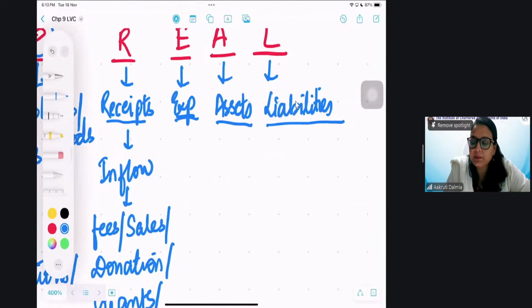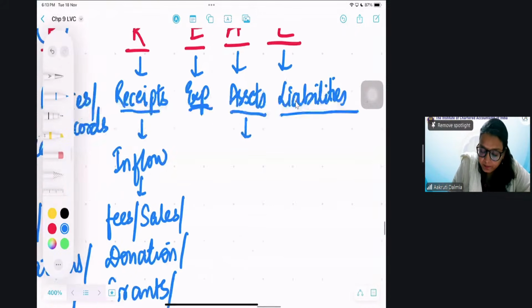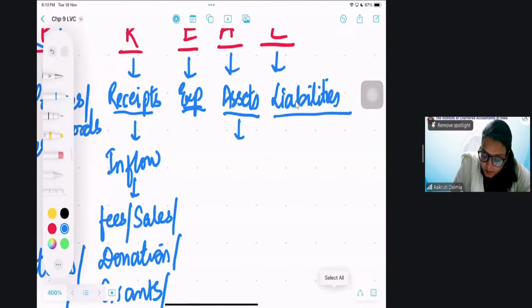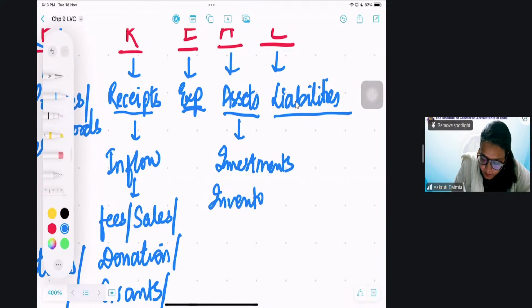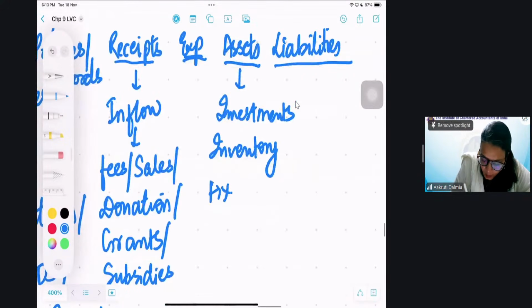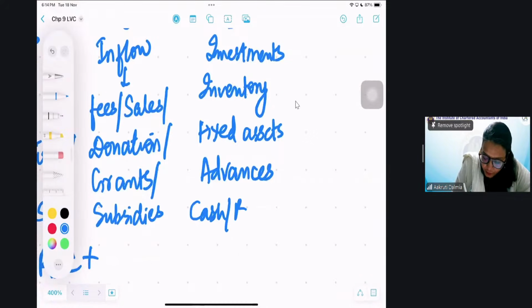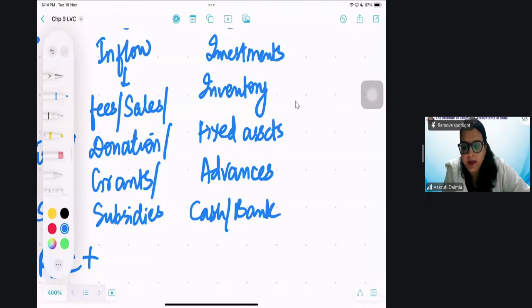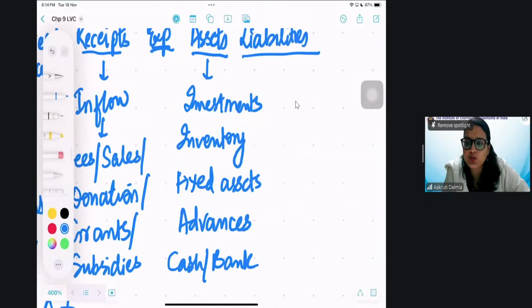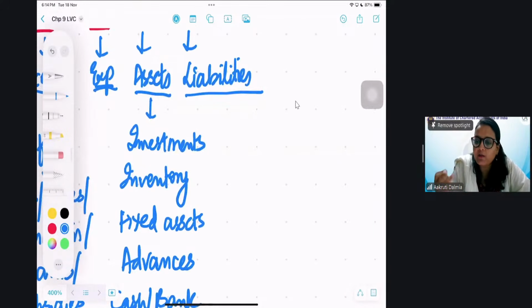Next, we check assets. Don't forget, assets include your investments, inventory, your fixed assets, obviously. It includes any kind of advances you have given. If you're supposed to receive something outstanding, that is also there. It can also include your cash in bank. Many things can be there in assets. So you have to see as per the situation which are the most important. That is a little bit of mind that we have to apply on our own.